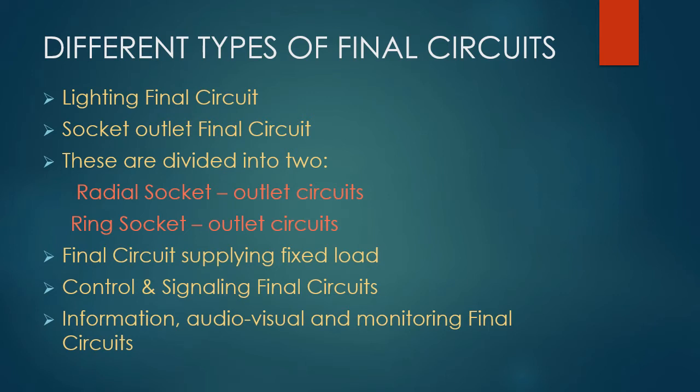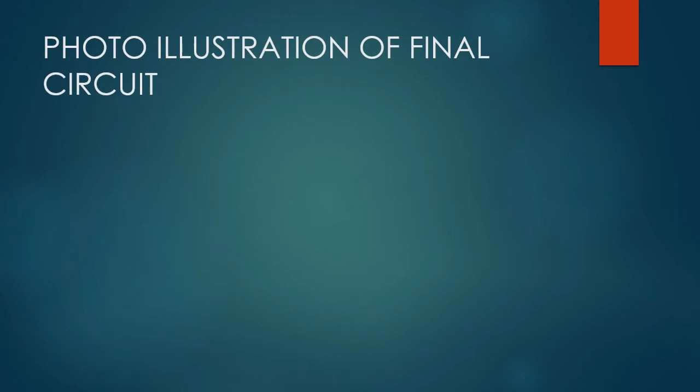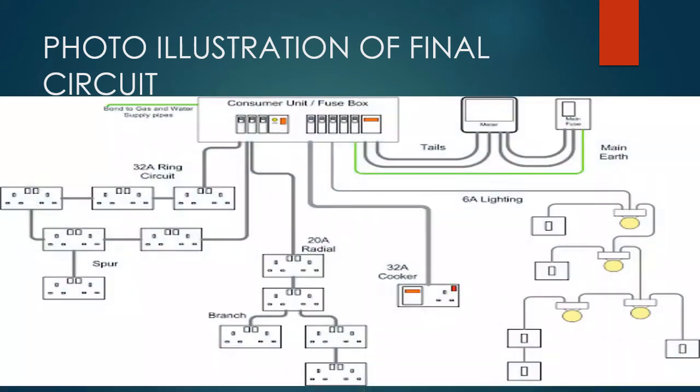Once we have known the types of final circuits, we are now going to a photo illustration of a final circuit, and I'm going to explain it to you. In any electrical installation, be it in the house or elsewhere, we always start at the meter box. At the meter box, we basically have these components. We have the cutout there. That is the first point where Kenya Power is going to connect power to your house.